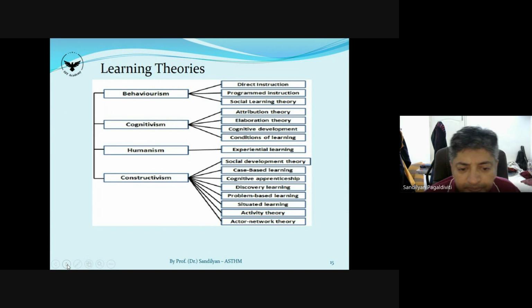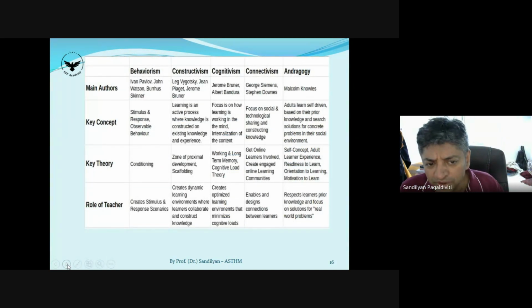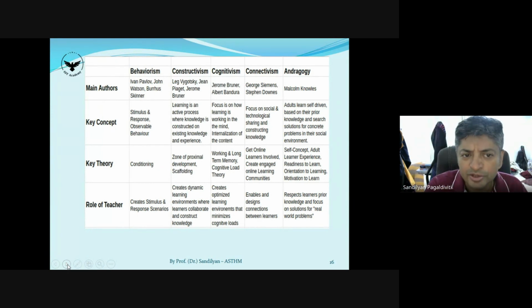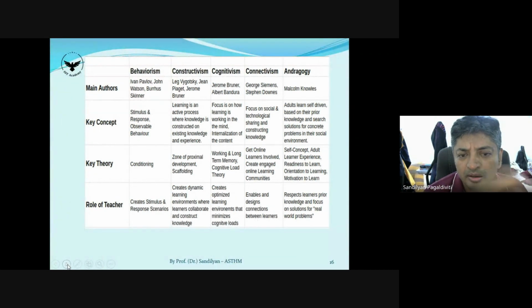Can we move on, ma'am? Yeah. Please go through this slide. I am not going to talk much about this. This actually tells you who are the main authors who have propagated each of these theories. Like for behavioral theory, it is Ivan Pavlov, John Watson. For the constructivism theory, it's Lev Vygotsky, Jean Piaget, Jerome Bruner, and so on.